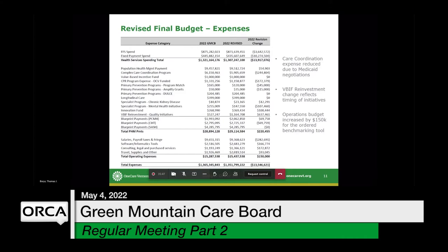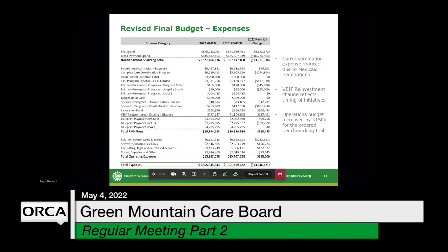In the software and informatics tools section, this is where you will find the extra $150,000 for the benchmarking tool. And in travel supplies and other, the main change there is actually related to the Green Mountain Care Board bill back. Between the time where we submitted the initial budget and the revision, we received our latest invoice. So we just updated to make sure that we were covered on the expense side. So note that the total operating expenses has been increased by $150,000. That amount is our current estimate for the benchmarking tool solution and was allowed for through the current writing of the budget order.